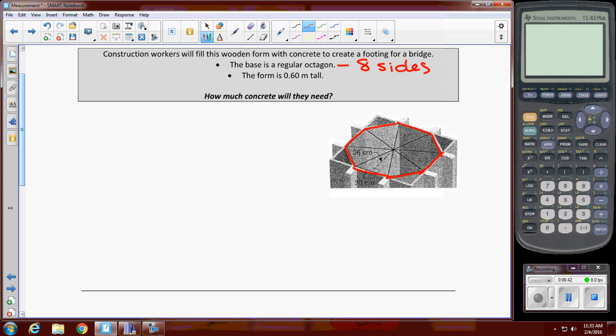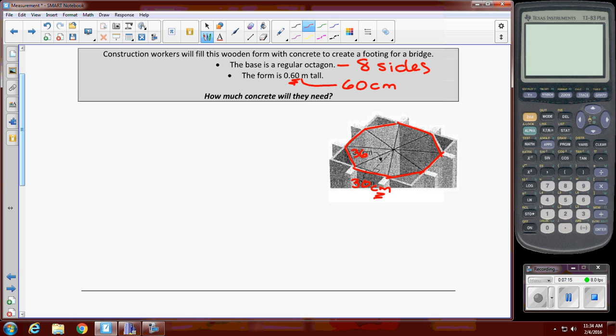Now if you look at the diagram, it's kind of hard to see. This is 30 centimeters, and then this is 36 centimeters. So we do have a whole bunch of triangles in there. But the other thing we should notice, this is given to us in centimeters. This guy's given to us in meters. We need to get our units together in the same unit. So 0.6 meters, there's 100 centimeters to every meter. So let's just change this to 60 centimeters.